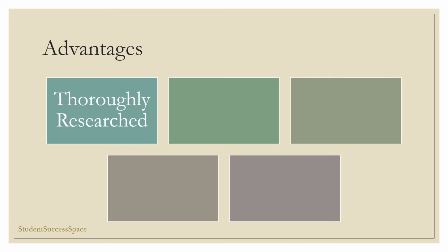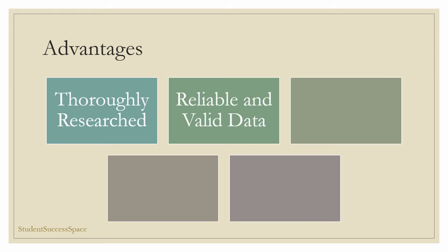So, thoroughly researched. The Dunn and Dunn learning theory has been thoroughly researched. This is one of the greatest advantages. Kenneth and Rita Dunn spent over 20 years researching this information and building their theory. It has reliable and valid data. Dunn and Dunn kept scrupulous records, and their data is detailed. This leads to both reliability and validity.